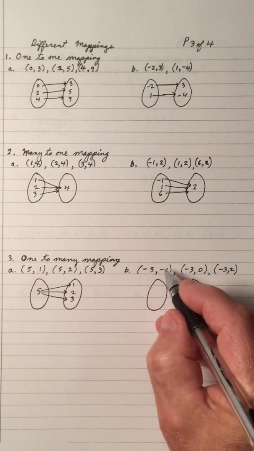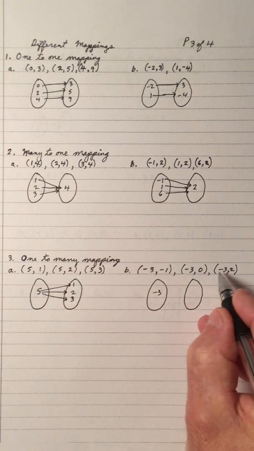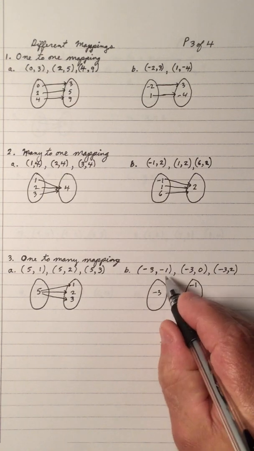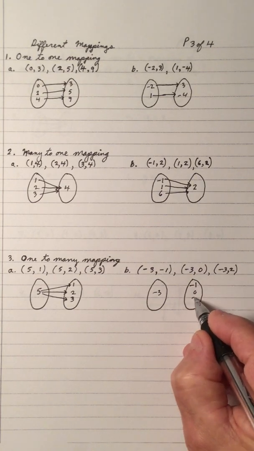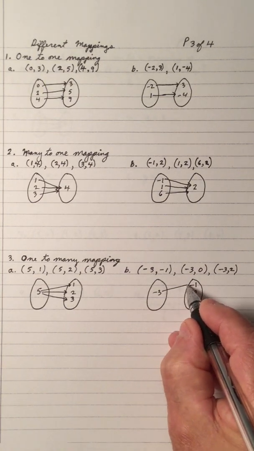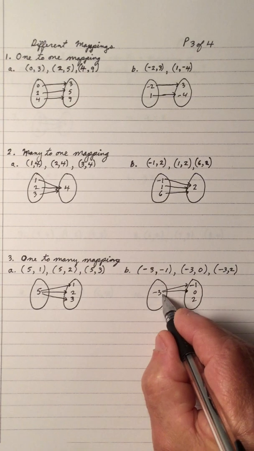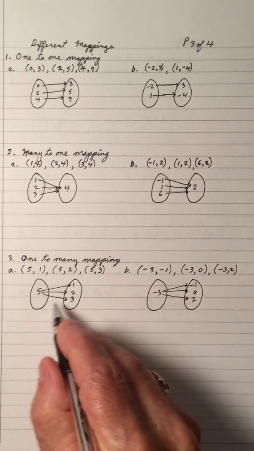And in part B, I have negative 3 for the x in each ordered pair. Negative 3 is going with negative 1. Negative 3 is going with 0. And negative 3 is going with a 2. So negative 3 is mapped to negative 1, 0, and 2. So that's what they call one-to-many.